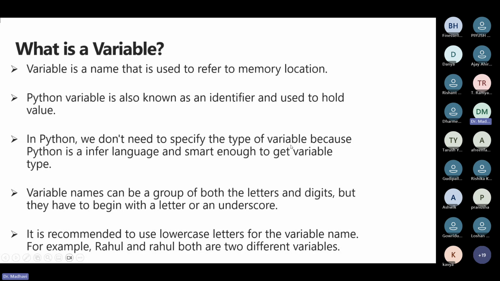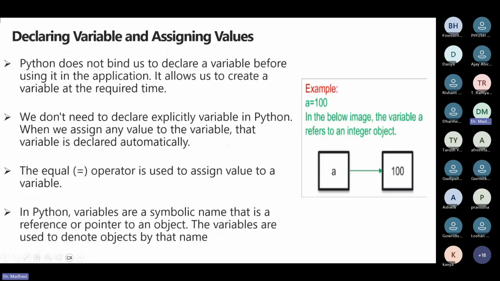So in Python we don't need to specify the type of variable because it is an inferred language and smart enough to get the variable type. It's known as dynamism. Variable names can be a group of both letters and digits. We hadn't talked about that. If I speak of Rahul and rahul, one is capital case, the other is small case, so they are two different variables.